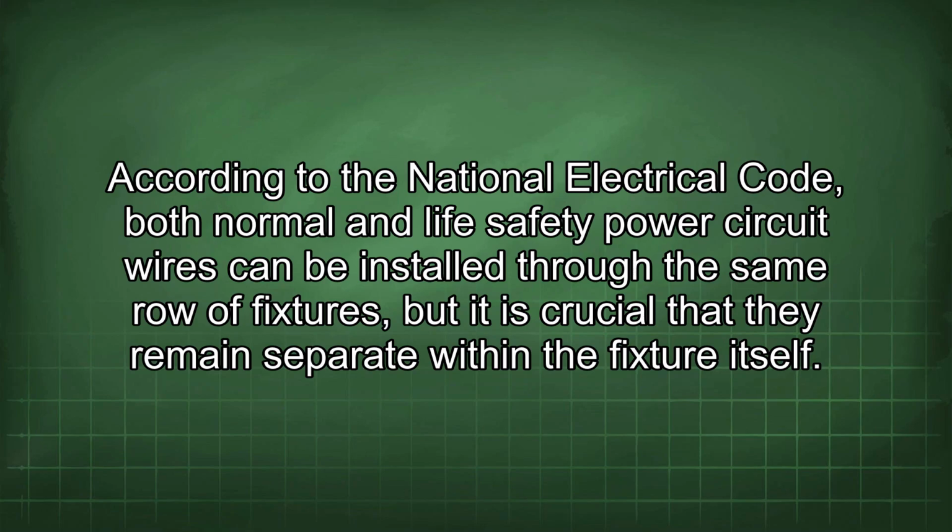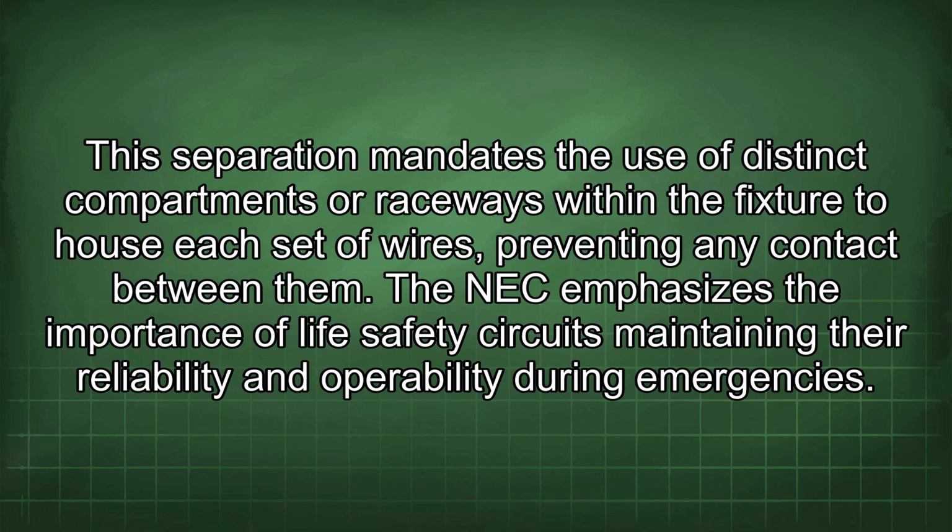According to the National Electrical Code, both normal and life safety power circuit wires can be installed through the same row of fixtures, but it is crucial that they remain separate within the fixture itself. This separation mandates the use of distinct compartments or raceways within the fixture to house each set of wires, preventing any contact between them. The NEC emphasizes the importance of life safety circuits maintaining their reliability and operability during emergencies.